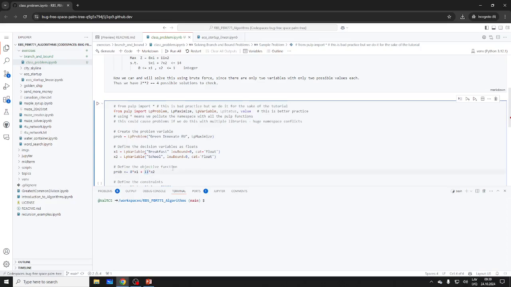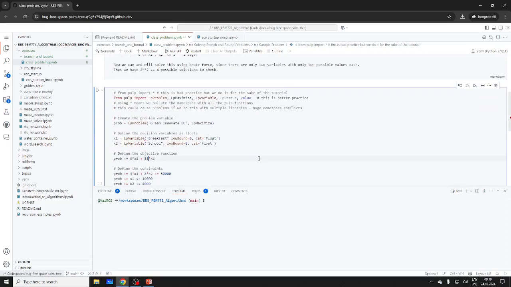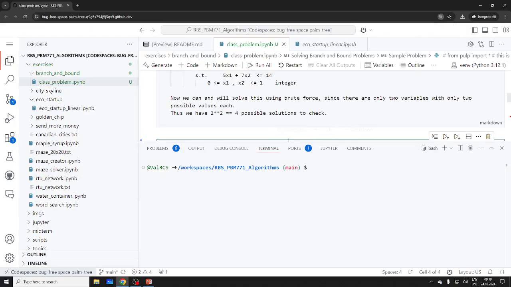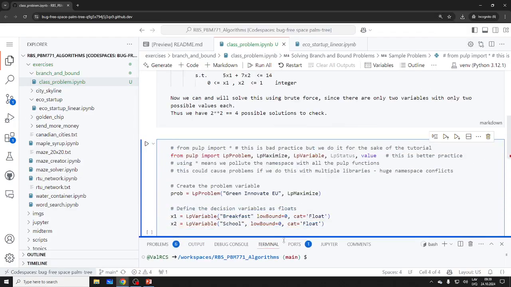Could you zoom in a little? Yeah, I'll do it, sorry. Control plus, control plus, control plus. Okay, maybe too much, but there we go.